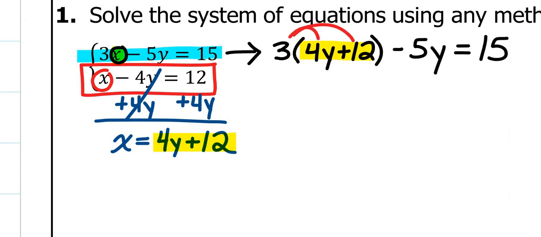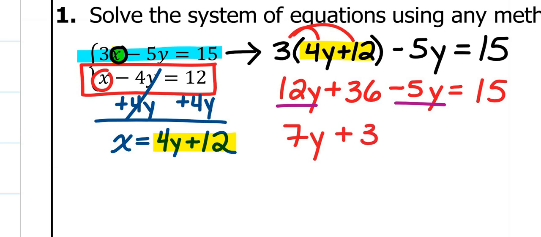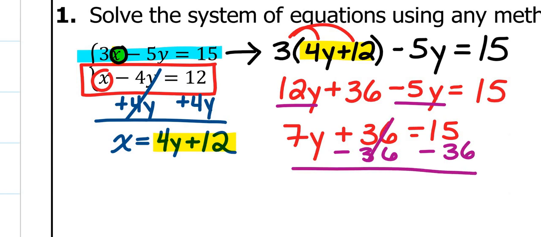So let's distribute the 3. 3 times 4y is 12y. 3 times 12 is 36 minus 5y equals 15. Combine like terms, 12y and negative 5y gives me 7y plus 36 equals 15. We're going to subtract 36 from both sides. And we're going to be left with 7y equals 15 minus 36.